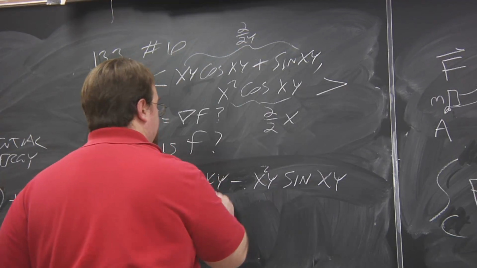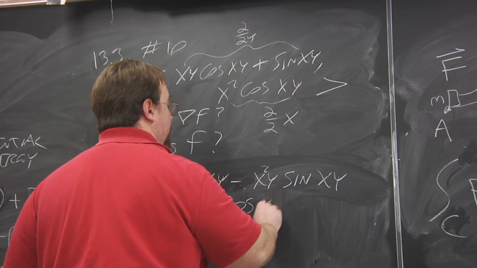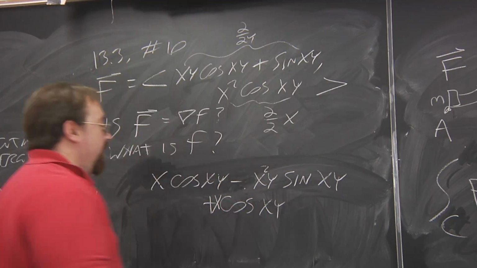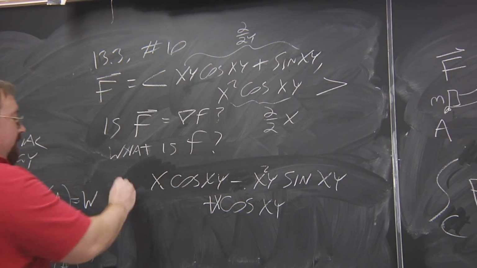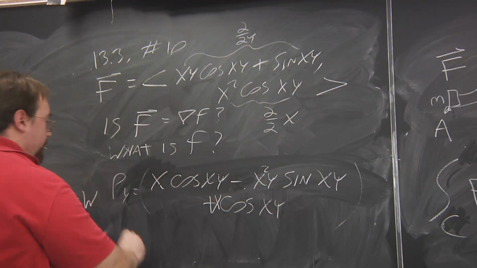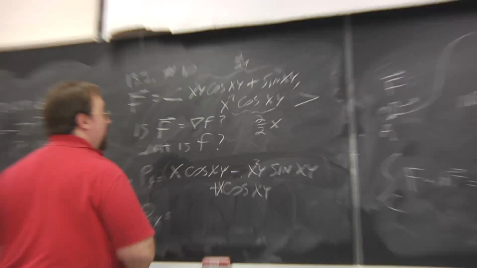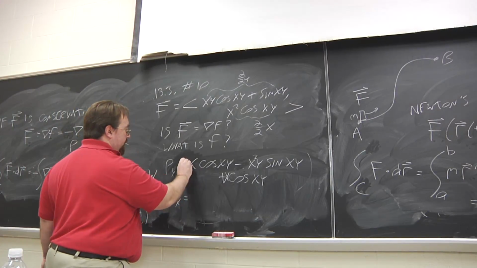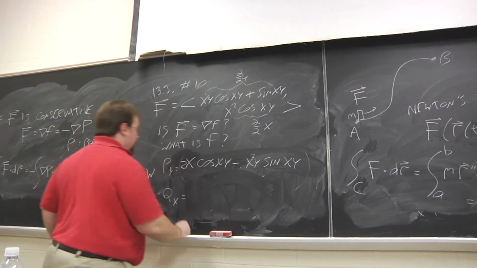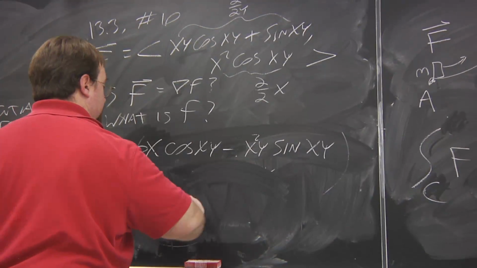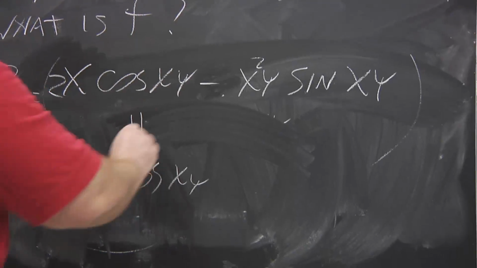So P_y is x cosine xy plus xy sine xy squared. Actually, I was differentiating with respect to both x and y at the same time. And then here we have plus cosine xy with respect to y. That gives us an x out here. So P_y is equal to all this. These terms combine, so we get 2x cosine xy. Q_x, we're going to get 2x cosine xy, which matches with this.